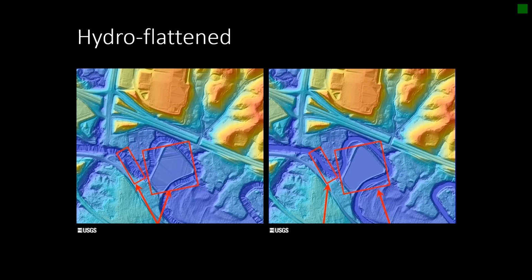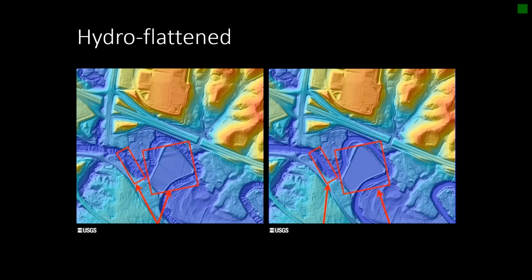This is done because LiDAR is not collected over water. The pulse that is sent out is actually absorbed by the water instead of returned back to the sensor like it is over landforms. So, since there is no data, the water surface is interpolated using the bank elevation, which creates ridges as shown there in that left side image. And these ridges can act as dams, which will impede flow.